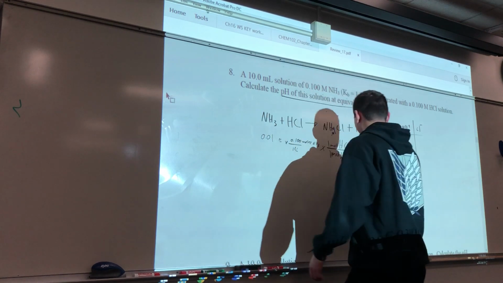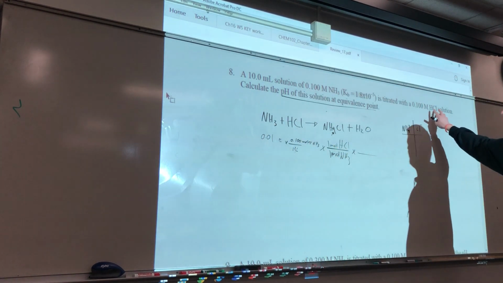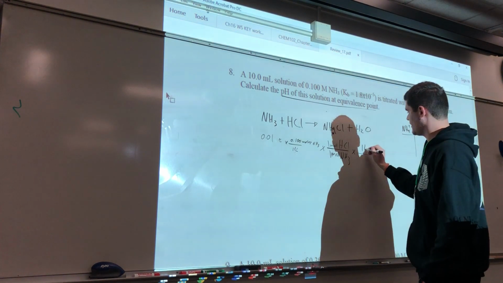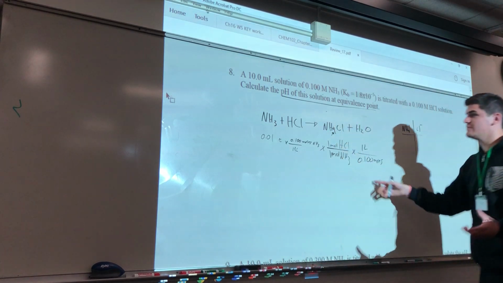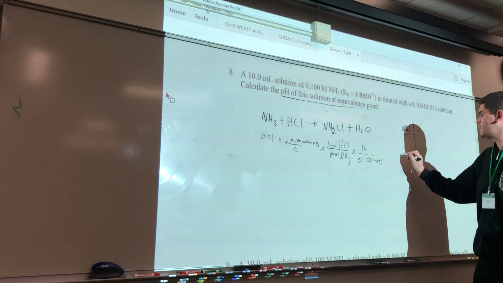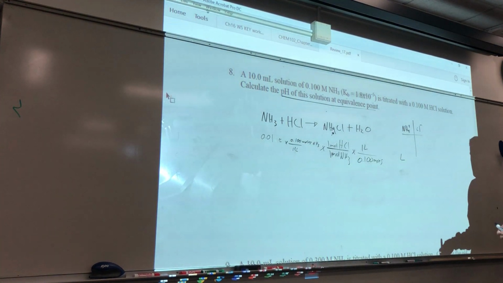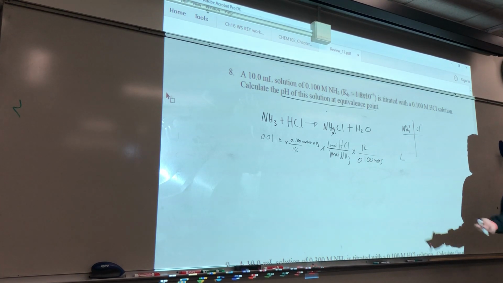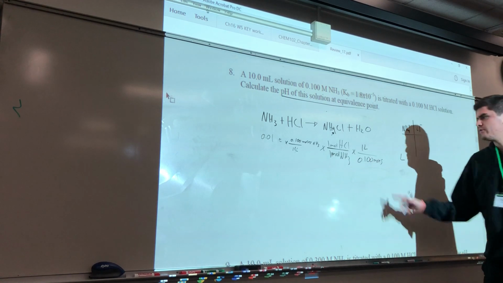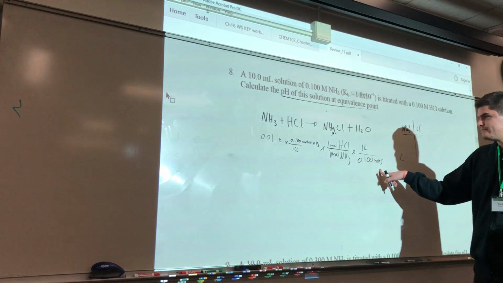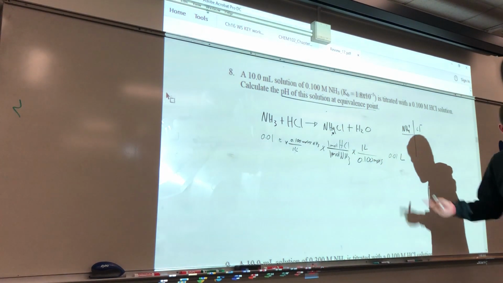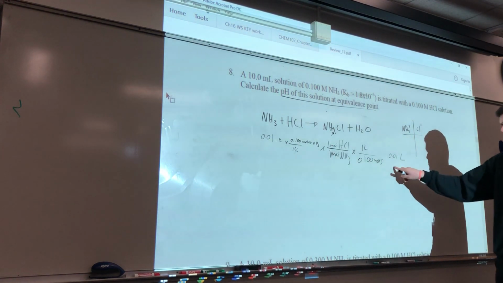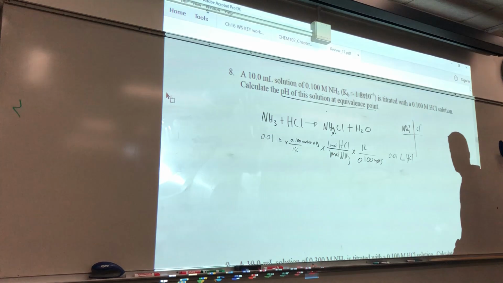It's a 1-to-1 ratio, right? So we could find the moles of the other guy, which is the HCl. So we know that in 1 mole of NH3, there's 1 mole of HCl. Now we know the molarity of this guy, so in 1 liter of this guy, there's 0.1 moles. So now this gives us the amount of HCl needed in liters, which is what we want. We want to determine how many milliliters or liters of HCl is required to reach the equivalence point. So everything cancels out, and that's going to give me 0.01 liters of HCl.